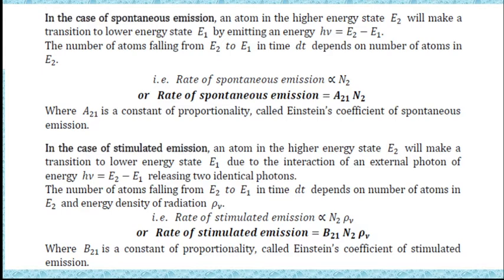Similarly, the second case is spontaneous emission. An atom in the higher energy level, due to its instability, decays back to the ground state within a time of about 10 power minus 8 seconds. During its downward transition, it emits an energy of h nu equals E2 minus E1.